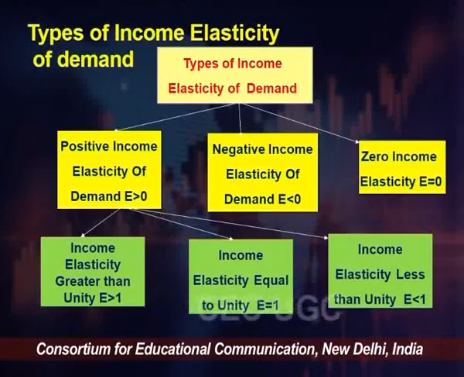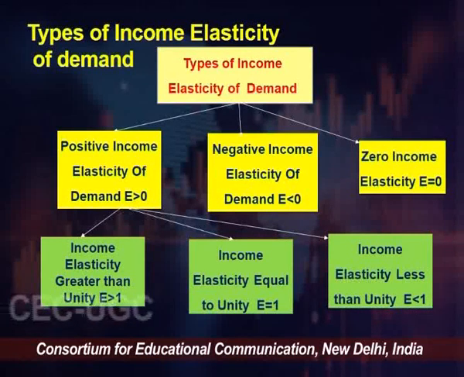So what are the different types of income elasticity of demand? Just the same as price elasticity of demand, there are different types of income elasticity of demand also, like positive income elasticity of demand, which means when elasticity of demand is greater than 0; negative income elasticity of demand when E is less than 0; or zero income elasticity, when E is equal to 0. When there is positive income elasticity of demand, it can be equal to 1 or greater than 1. Equal to 1 means that whatever percentage change in income there is, there is the same percentage change in the demand for the commodity. So one by one, we can briefly discuss the types of income elasticity of demand.